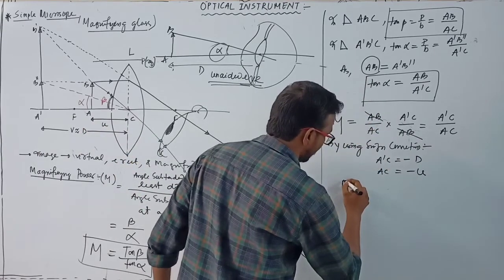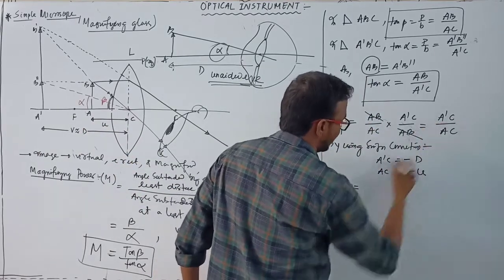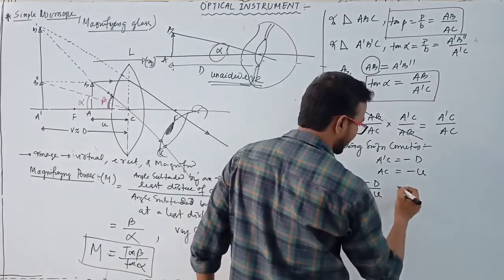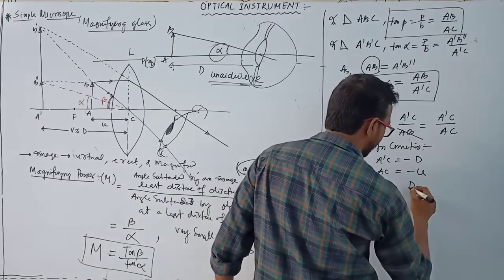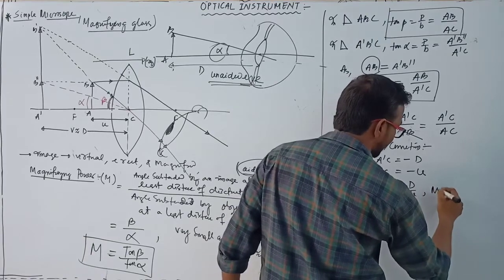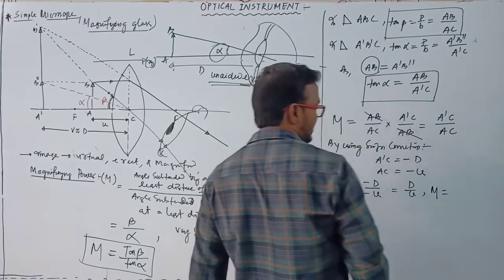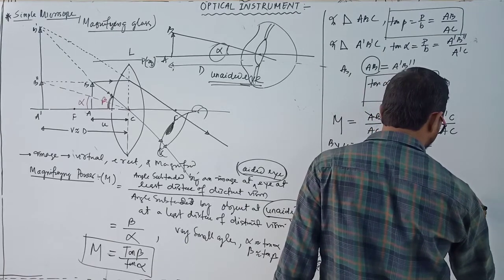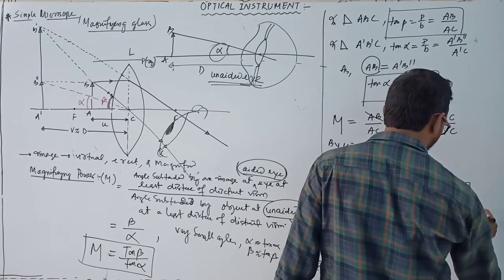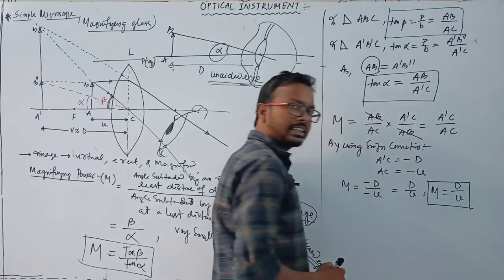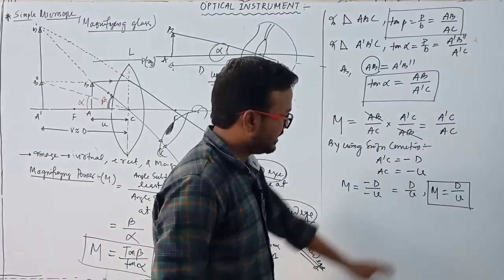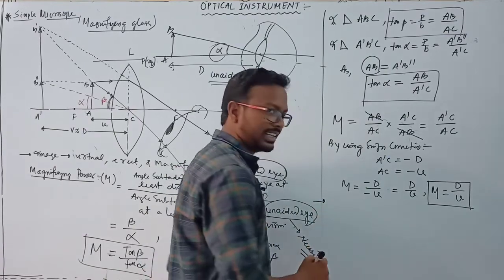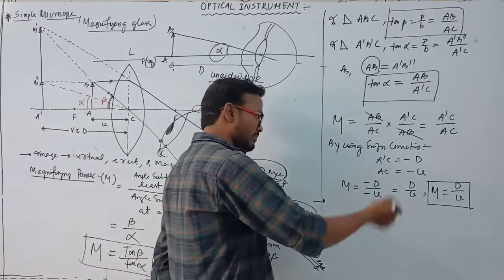If we use these values, m equals A' over A, that is minus d by minus u, the minus signs cancel, and here it is d by u. So the magnification of a simple microscope can be written as d by u. This is the general formula. Clear? Okay, if this is the general formula, then we can use it for maximum magnification.